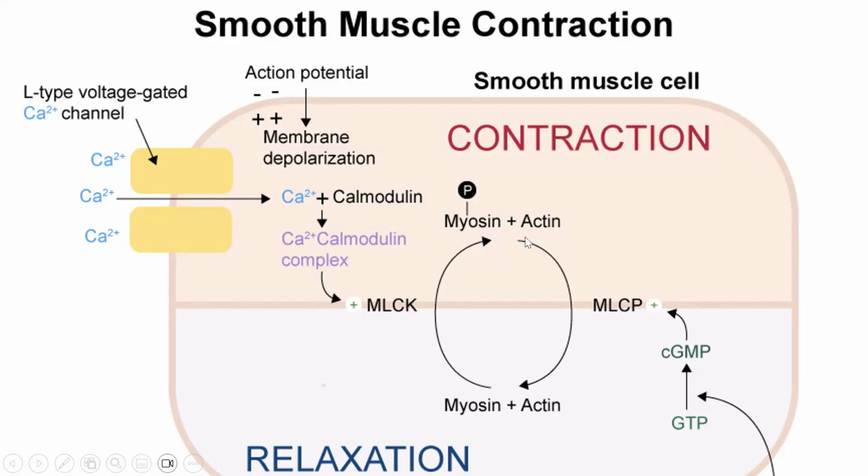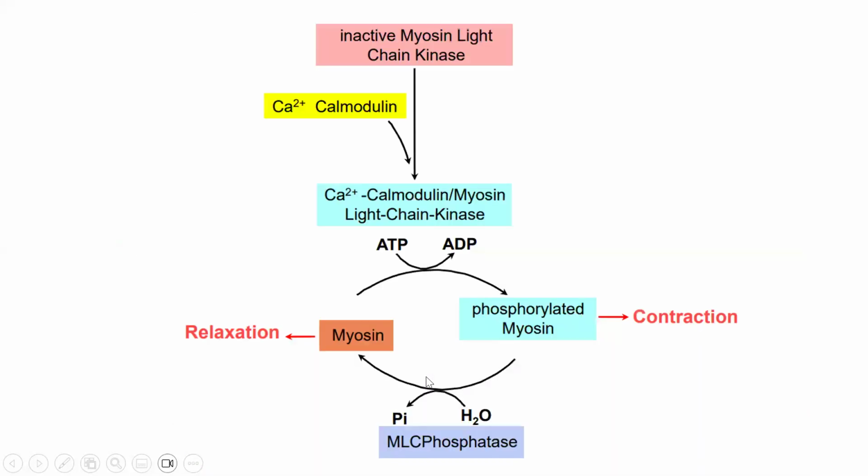Okay, now you want to relax the smooth muscle. What happens is MLCP, or myosin light chain phosphatase, will come and remove the phosphate. See, myosin here doesn't have a phosphate. When you remove a phosphate from something, you deactivate it, and thus you have relaxation. Okay, ignore this part, we're going to discuss it later. Again, this is the picture from your lecture. Inactive myosin light chain, calcium calmodulin complex.